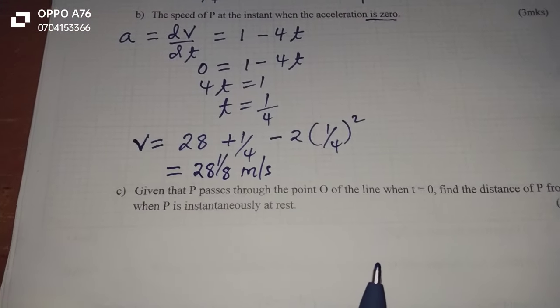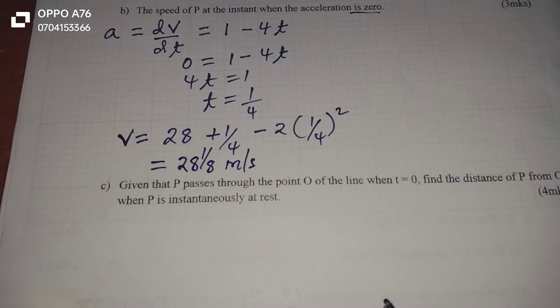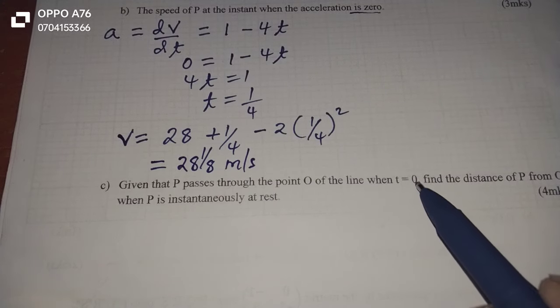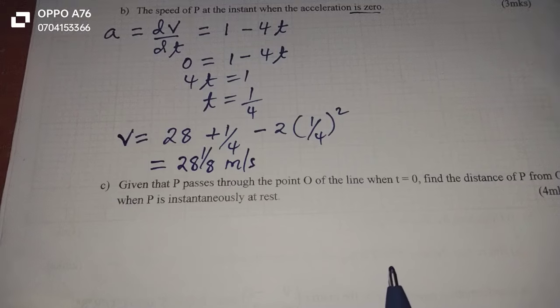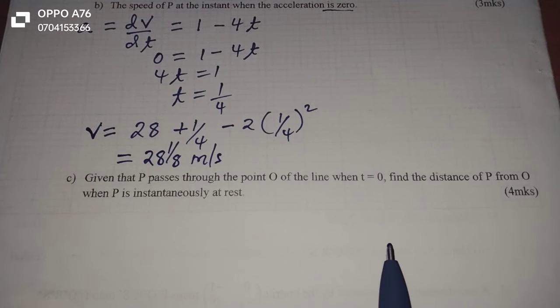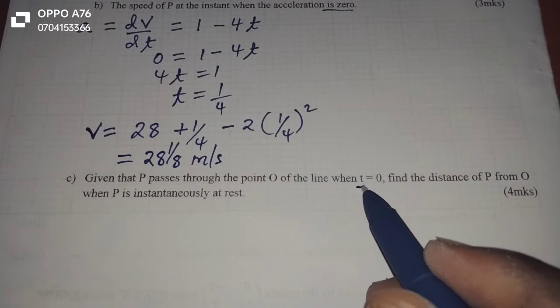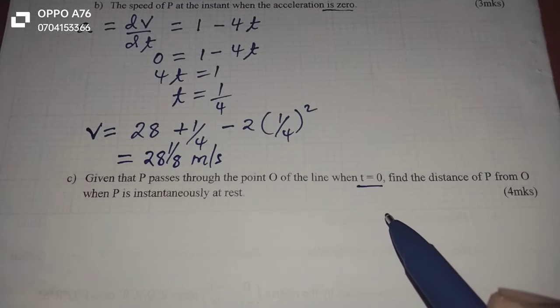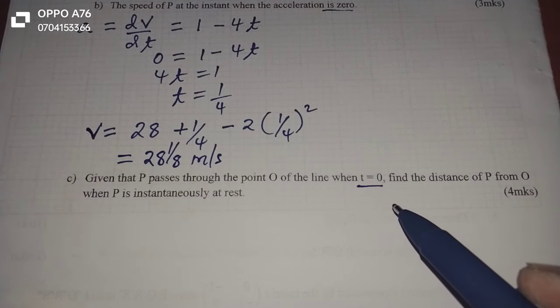Finally, we are talking about part C. Given that P passes through the point O of the line when t equals 0, find the distance of P from O when P is instantaneously at rest. So it passes at a point when t is equivalent to 0, and now we want to find the distance it will have covered by the time it will be at rest.